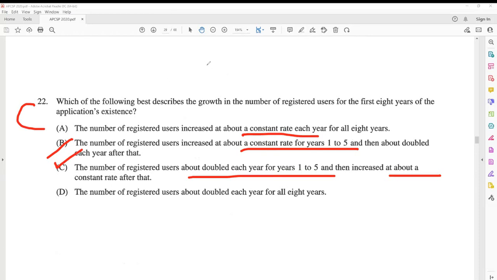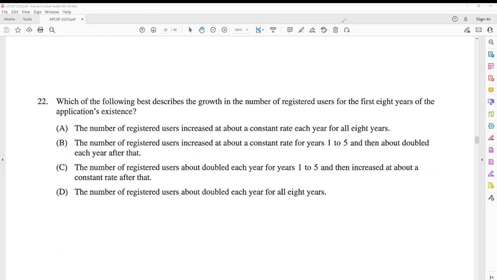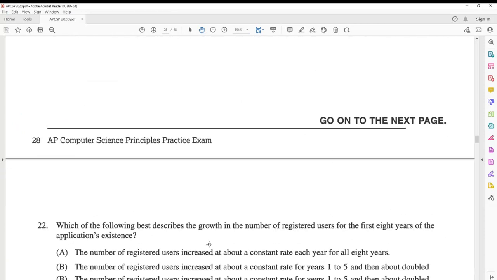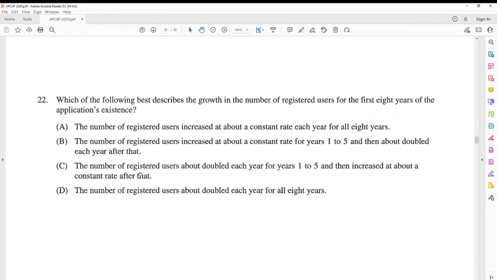So let's go back to check the answer. It doubles every year for the first 5 years. Double, double, double, double. Yes. So C is a better answer.